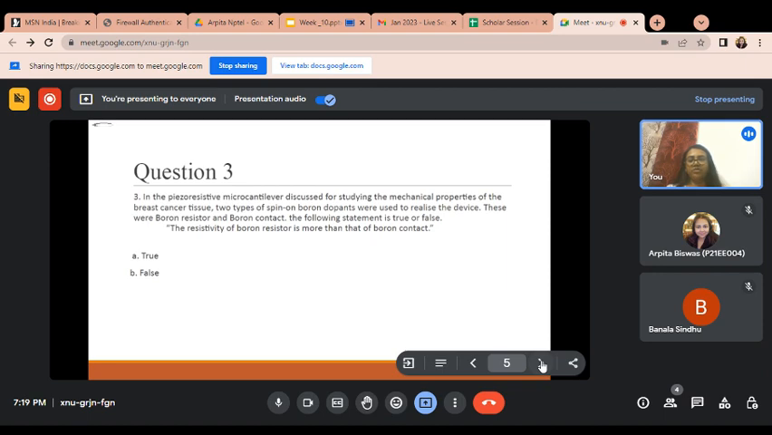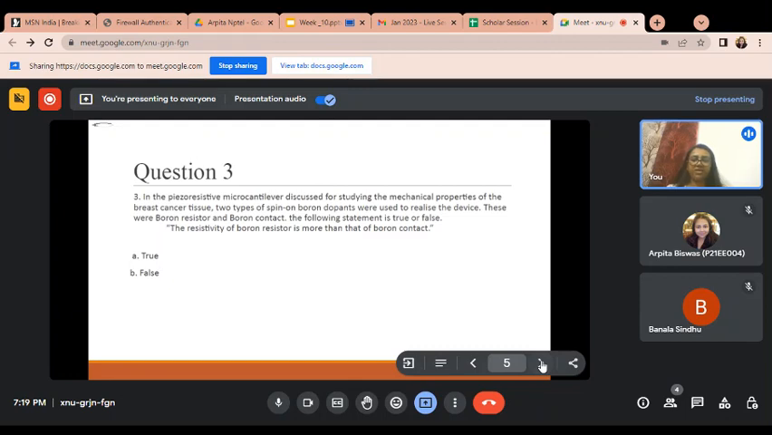Next we are moving toward question number 3. In the piezoresistive microcantilever discussed for studying the mechanical properties of breast cancer tissue, two types of spin-on boron dopants were used to realize the device. These were boron resistor and boron contact. You have to find whether the following statement is true or false.